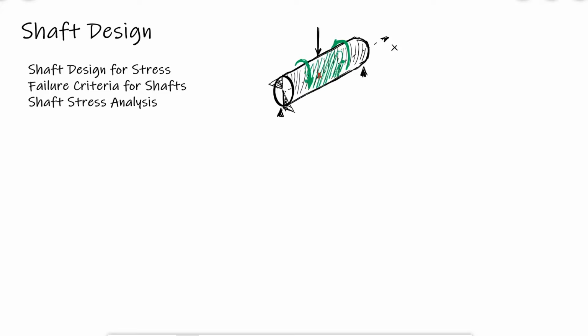In today's video, we will use everything we've learned about fatigue in the previous four main videos, links below, to derive and use some equations that will help us either evaluate the factor of safety for shafts, or more importantly, calculate a reasonable shaft diameter for our design.